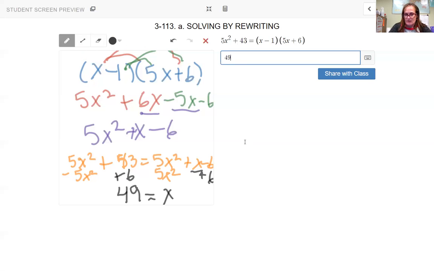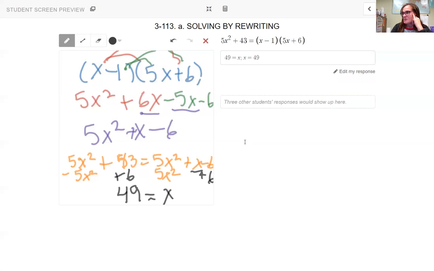You can say 49 equals x, or you can say x equals 49. The second way is usually how they want it to be. That's like the more professional way to do it.